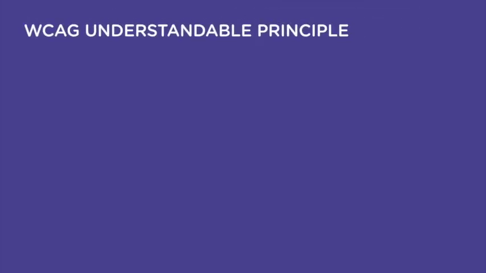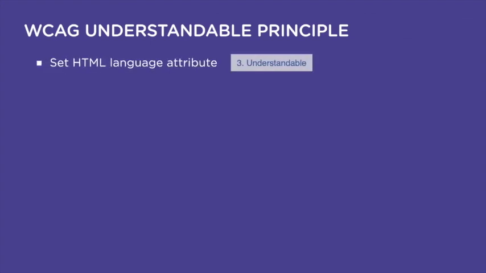Up next, we'll examine the letter U in POUR. Understandable: users with disabilities must be able to understand your content and use your interfaces. The understandable principle is broken into 3 guidelines, beginning with one called Readable. The Level A requirement is pretty simple.